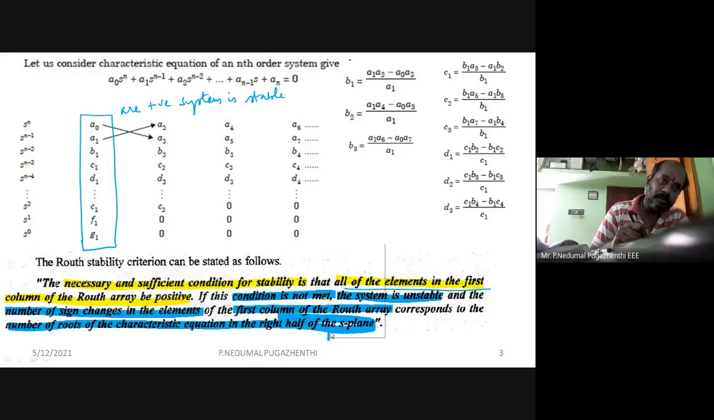Okay, so can anybody summarize the condition? Somebody can speak out. Someone in the class can speak out. State what is the condition. Anybody? Yes? Come out. Unmute yourself and speak out. What is the condition for stability from the Routh array? Anybody?